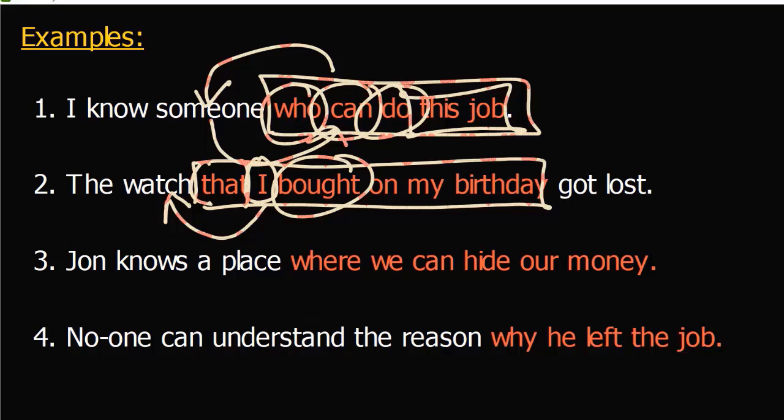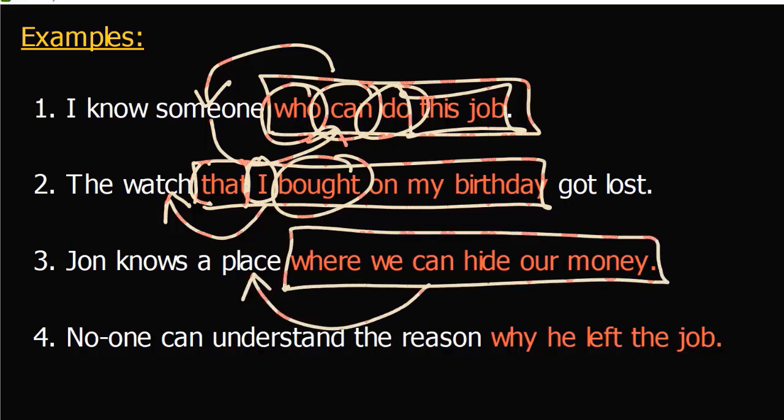Third, John knows a place where we can hide our money. John knows a place. What kind of a place? Where we can hide our money. So this is giving information about the noun place. If you want to give more information about the noun place or any noun that is referring to a place, we use an adjective clause starting with the word where. So where is the conjunction. We is the subject, can is the helping verb, hide is the main verb, our money is the object of the verb. Hide what? Our money. So John knows a place. What kind of a place? Where we can hide our money.